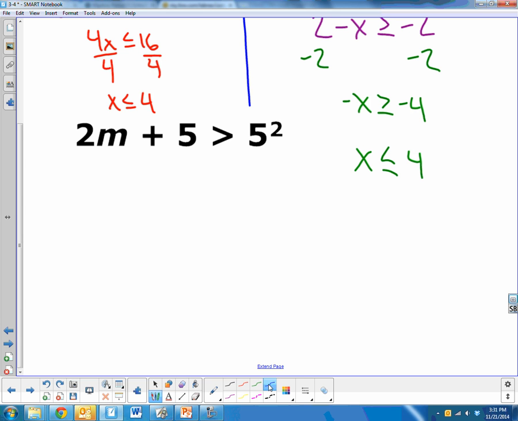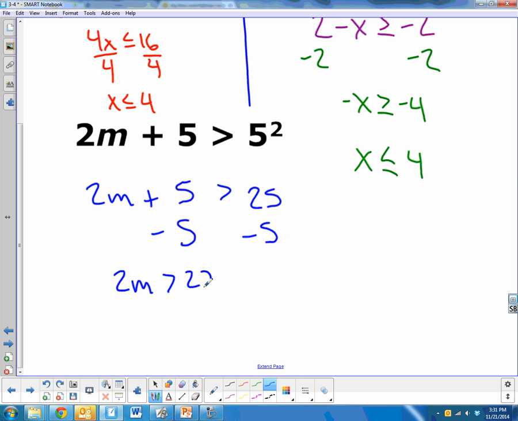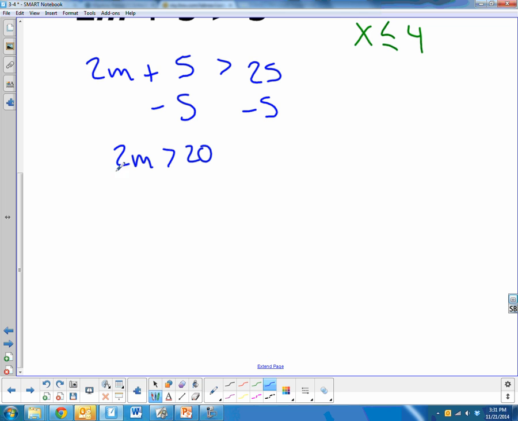PEMDAS, right? I have no parentheses to worry about. However, I do have this exponent here, 5 squared. Let's figure out what 5 squared is. 25. So I'm going to simplify that problem as much as I can first. Can't combine any like terms, but I can simplify. I'm going to deal with my adding or subtracting first. So 2m greater than 20. I'm going to divide both sides by 2, and m is greater than 10.